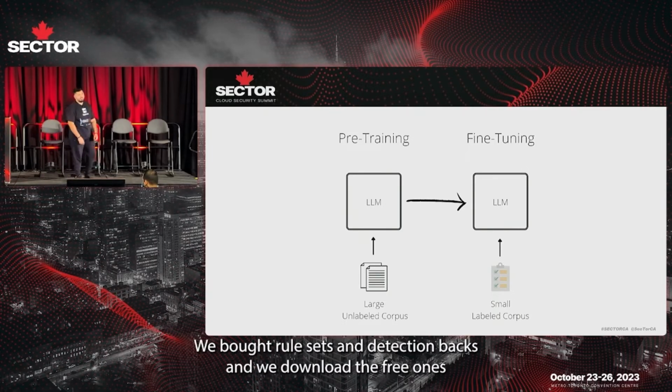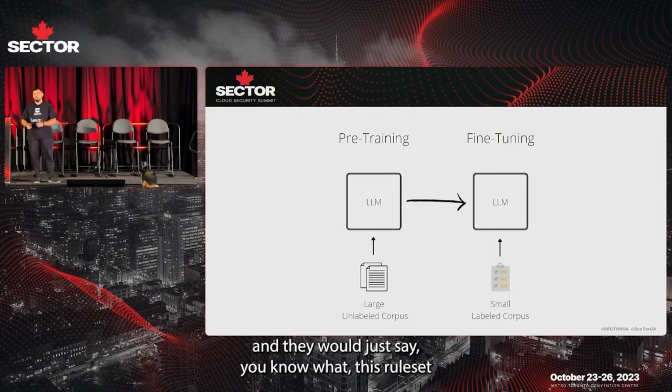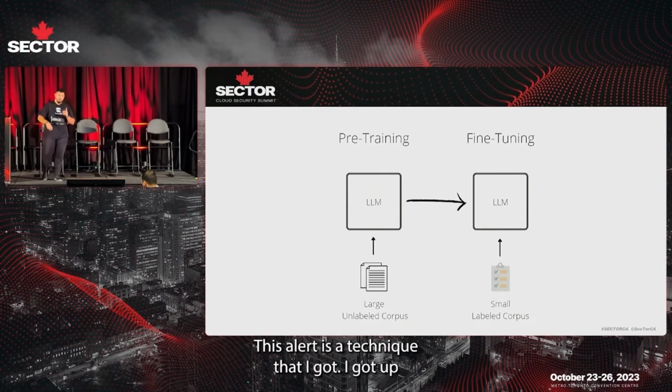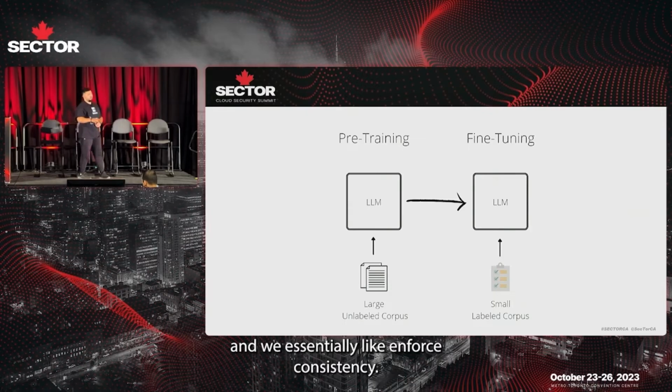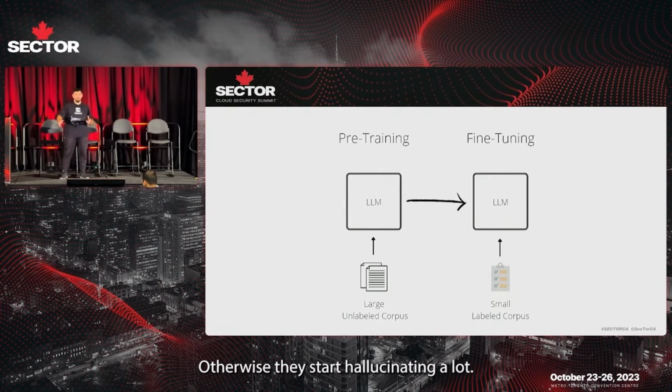We bought rule sets and detection packs, and we downloaded all the free ones. And we essentially just made that person sit down for a whole year, and they would just say, you know what, this rule set is this technique, this rule is this technique, this alert is this technique, yada, yada, yada. And we would essentially enforce consistency. That's a big one with AI models. Otherwise, they start hallucinating a lot.